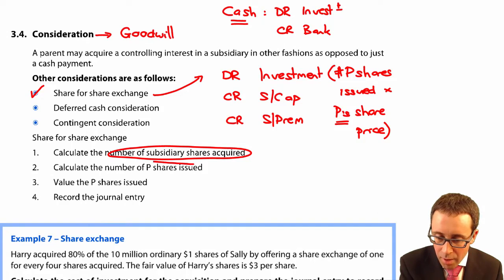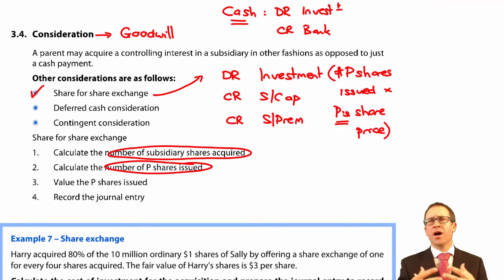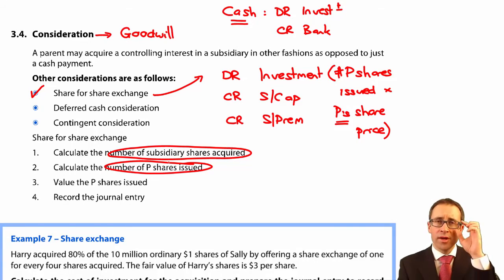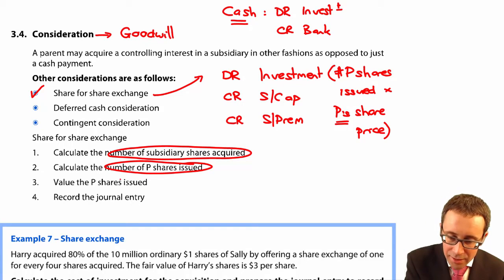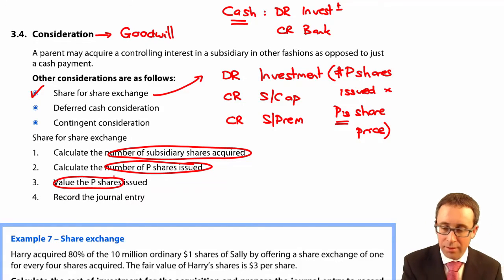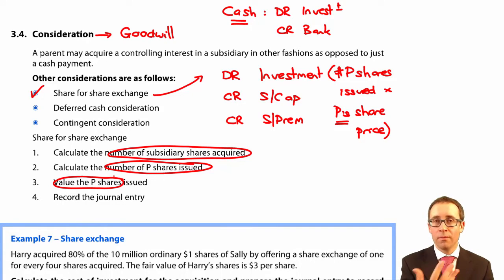We then look at the number of P shares issued. So if I've acquired 750,000 S shares, how many P shares do I issue in response? It could be 1 for 2, 1 for 3, 2 for 5. A lot of those figures you see within your certificate level accounting. And then we need to value those P shares based upon the share price of the parent shares. That will then give you the value as the debit to the investment.